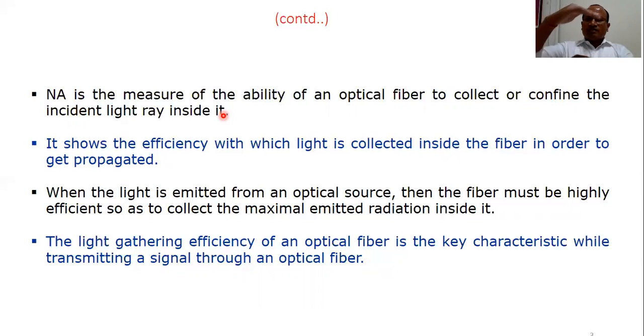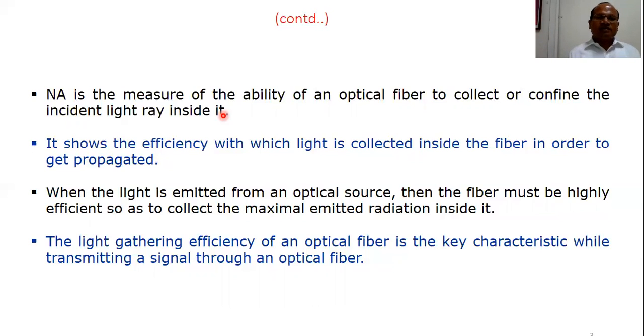How much light is allowed, and beyond a certain angle, if a beam is trying to enter, that light will not be confined, will not be collected by the fiber. So therefore, numerical aperture is also considered a measure of collecting capability, light collecting capacity, light collecting ability.